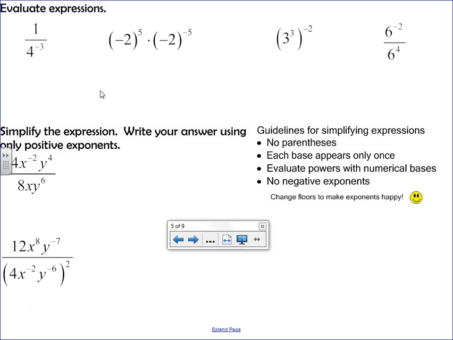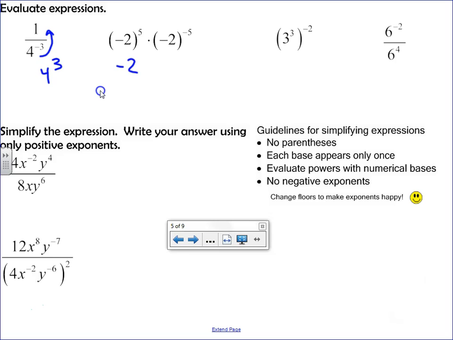1 over 4 to the negative third. And so we're dividing by 4, which means it's going to move to the numerator. So it changes floors. Exponents, when they're negative, change floors from bottom to top. So it's really 4 to the third.